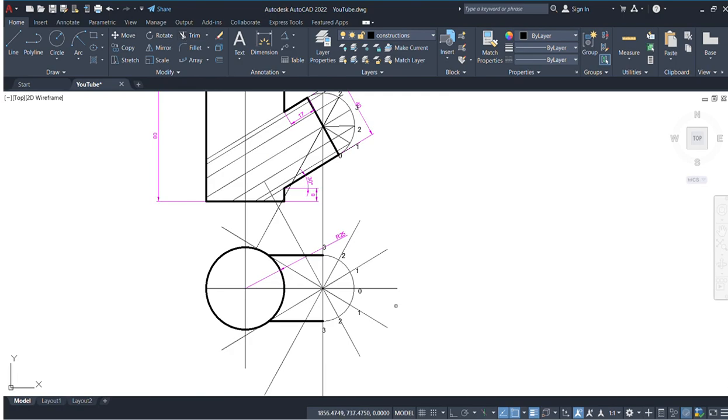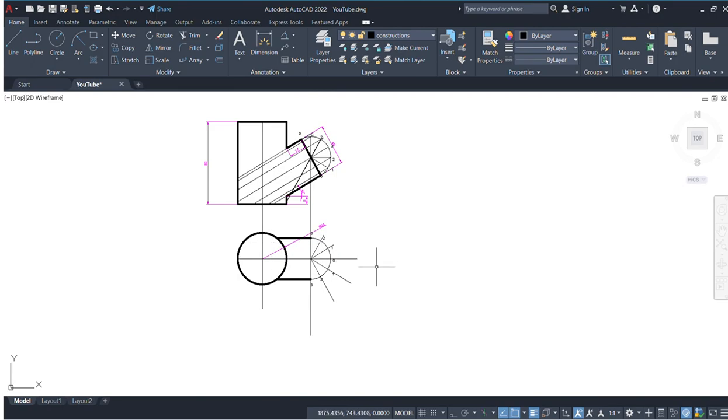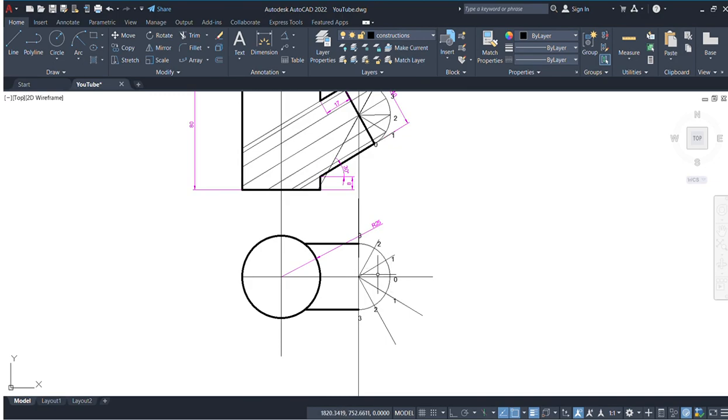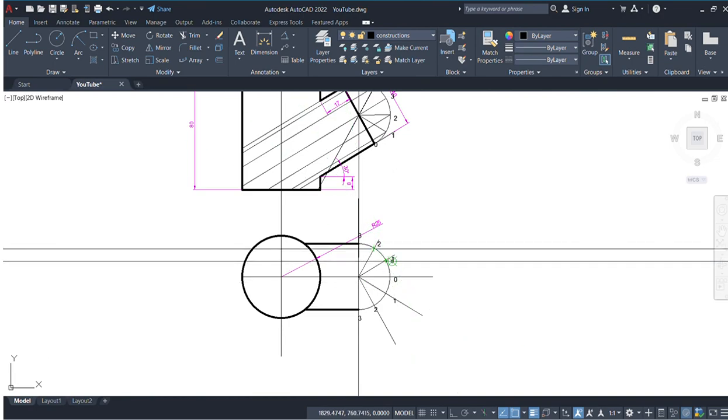Now from these 6 points on the plan, also draw parallel lines from each of the points.